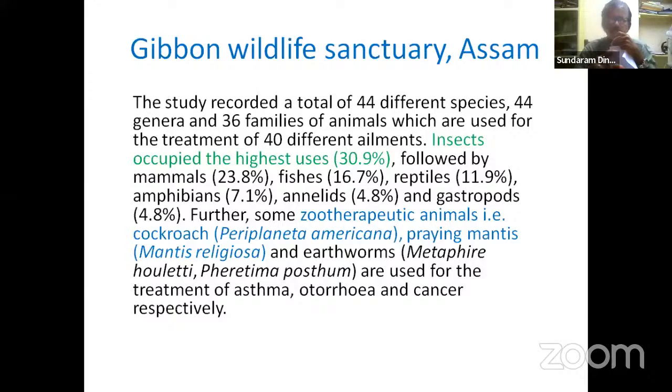This is data from Gibbon Wildlife Sanctuary. That study recorded a total of 44 different species, 44 genera, and 36 families of animals, which are used for the treatment of diseases. So this comes under ethnozoology. And in that, insects occupy the highest use. Among ethnozoology, 30.9% of insects have been considered of medicinal value, followed by mammals, fishes, reptiles, amphibians, and gastropods. Further, some zootherapeutic animals, such as the cockroach Periplaneta americana and the praying mantis Mantis religiosa, are used for the treatment of asthma. So this is another important thing we must know about.